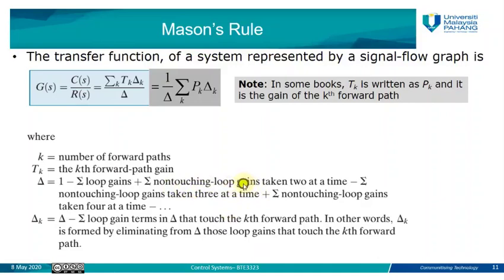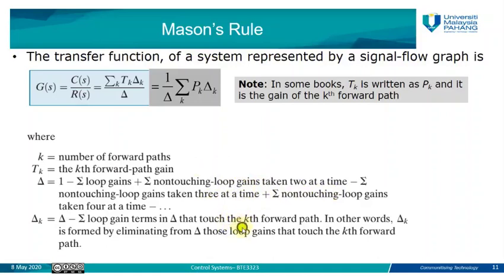If there is no non-touching loop, the value of delta will be only 1 minus the summation of loop gains. Then we also have minus the summation of non-touching loops taking 3 at a time, taking 4 at a time. By taking 2, we mean we are going to find any two loops which are not touching each other.